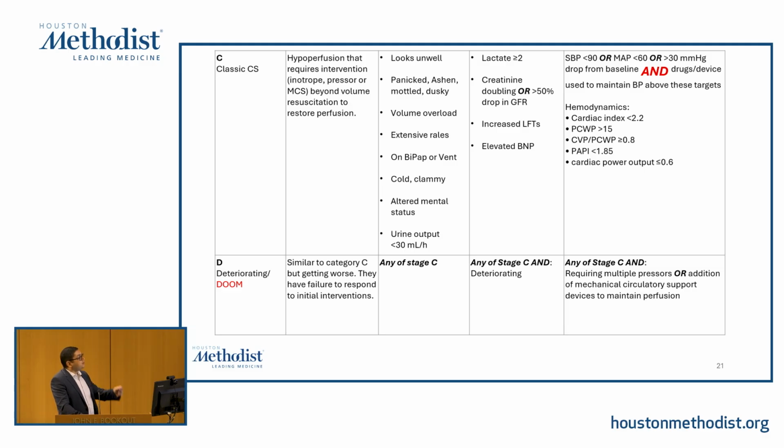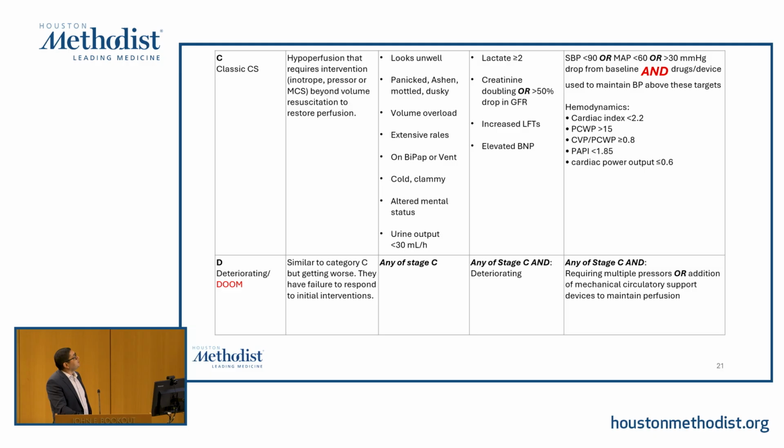And if you put a SWAN in them, then these are the patients that are classically going to have the low cardiac index below 2.2. They have a high wedge pressure. The PAPI is going to be low. And their CVP to wedge pressure ratio is going to be more than 0.8.